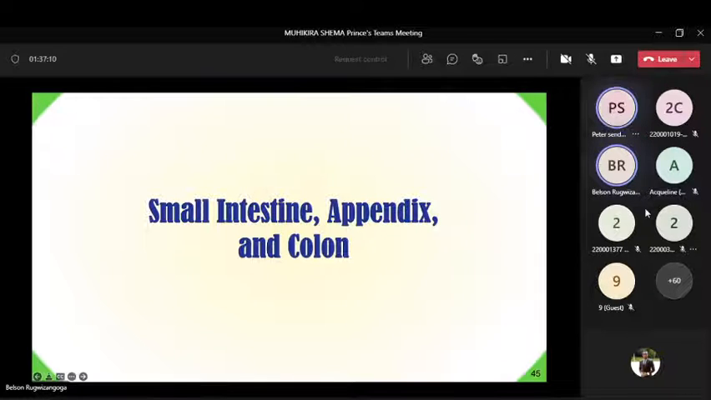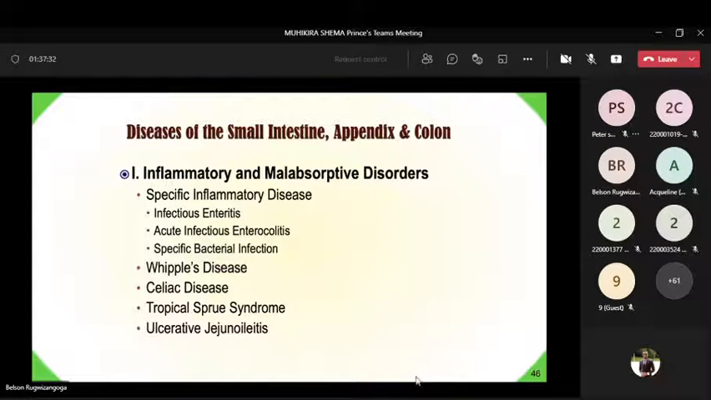Also, we can resume. So after the esophagus and the stomach, now we go to see some typical examples of the diseases of the intestines and the appendix. The diseases of the small intestines, appendix, and the colon: they are inflammatory and malabsorptive disorders. This is the first class.